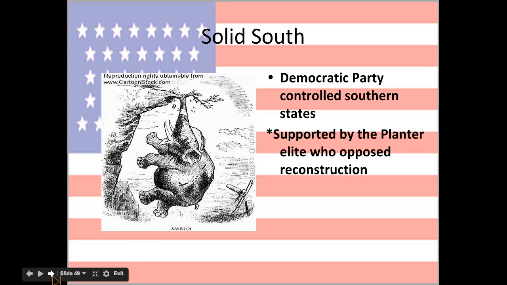So make sure you have copied this information. And you know, the elephant is the symbol of the Republican Party.